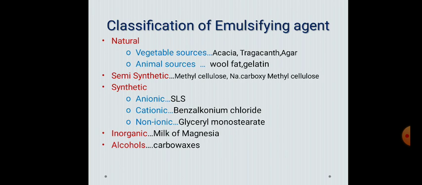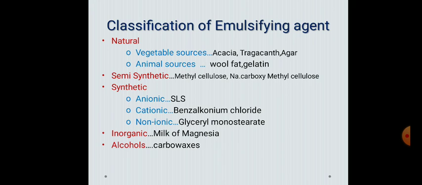Now, the classification of emulsifying agents. There are 5 different classes of emulsifying agent: natural, semi-synthetic, synthetic, inorganic, and alcohols. Natural agents are subdivided into 2 parts: vegetable sources and animal sources. Vegetable sources: acacia, tragacanth, agar are the examples, and from animal sources, wool fat and gelatin are the examples. In semi-synthetic, methyl cellulose and sodium carboxymethyl cellulose are the examples.